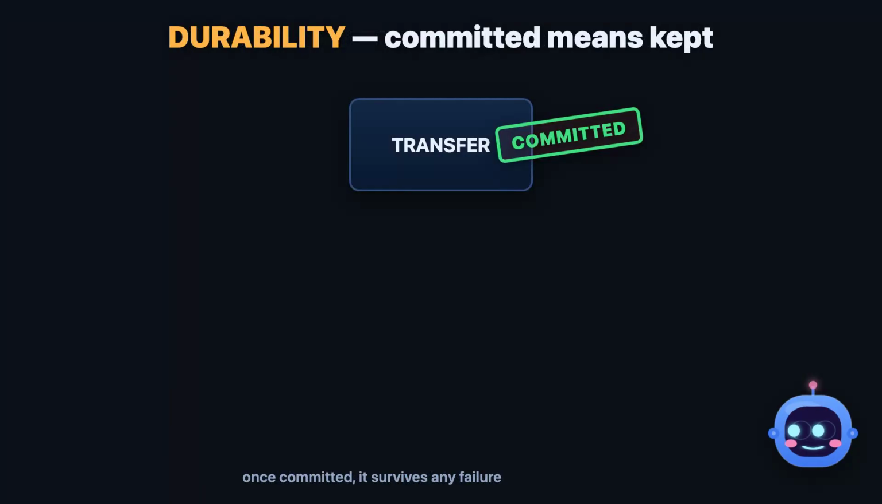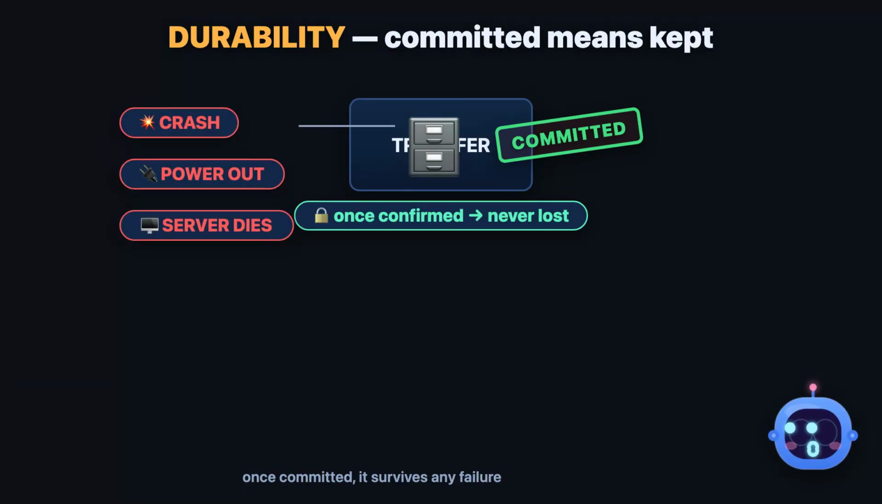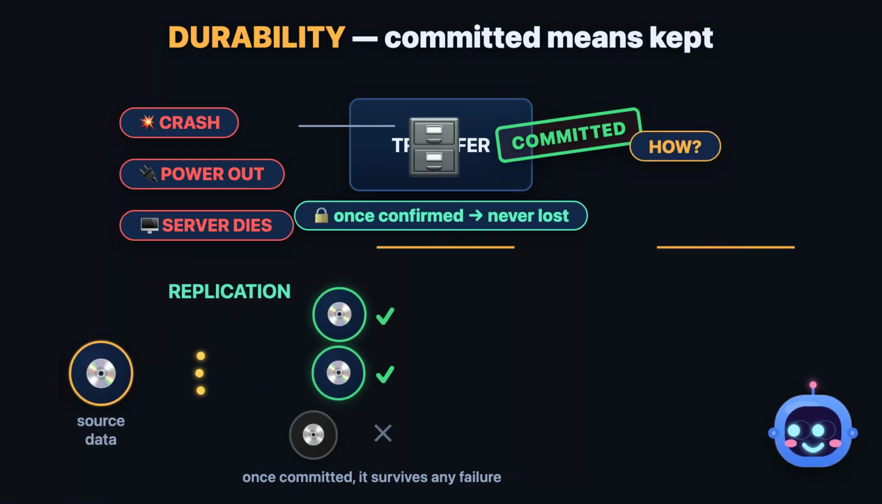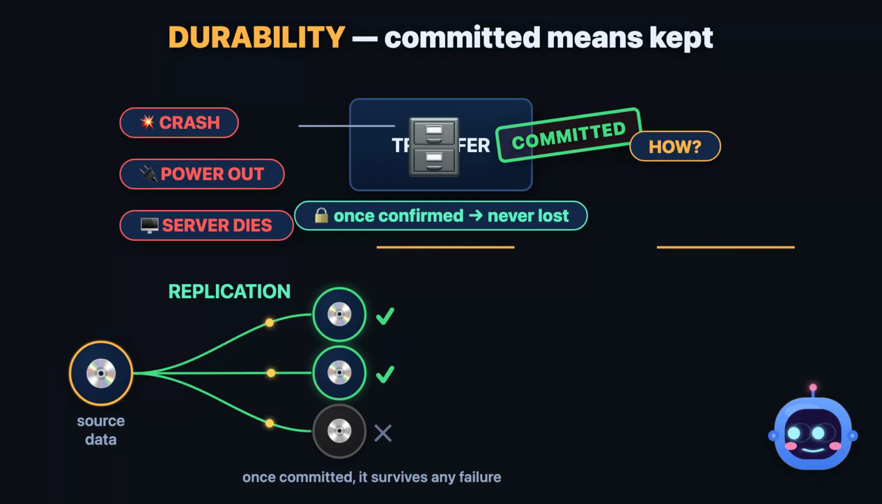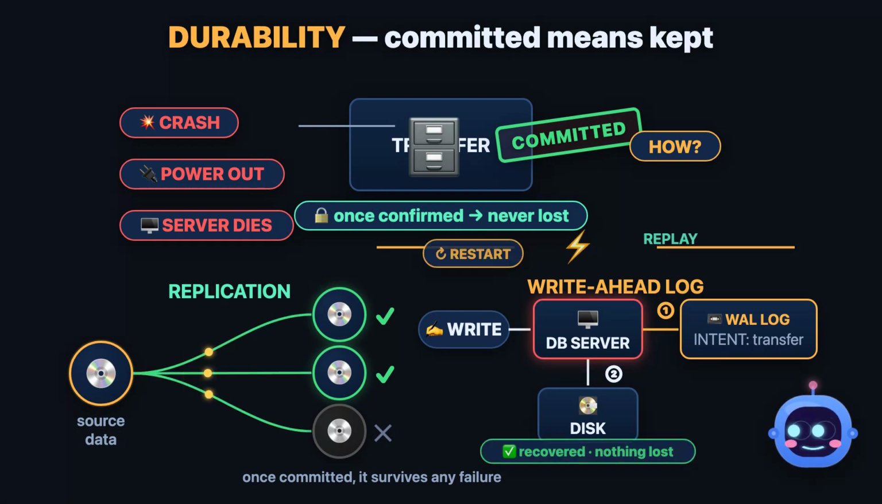The fourth property is durability. Durability means that once a transaction is committed, once the database has confirmed it's done, that data will never be lost. Not to a crash, not to a power outage, not to a server suddenly dying. Databases achieve this in a couple of ways. One is replication, keeping copies of the data on more than one machine, so if one fails, another still has it. Another is a write-ahead log, where the database first records what it's about to do onto permanent storage before actually doing it. If the power drops midway, the database reads that log when it restarts and finishes the job, so nothing committed is ever forgotten.